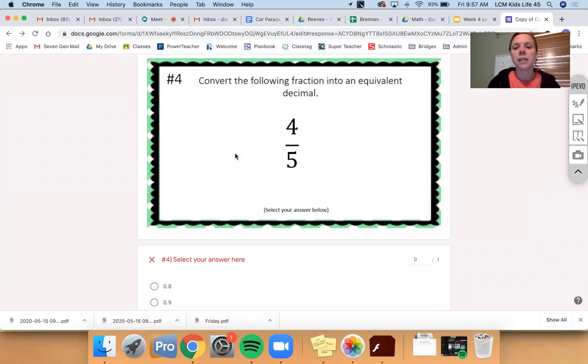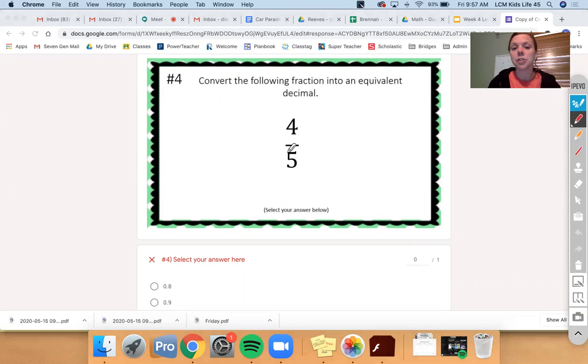If we want to put this into a decimal, we have to have our bottom, our denominator, over 10, 100, or 1,000. So I want to get that over 10. In order to get 5 to 10, what do I need to do? I'm doing times 2. And if I'm doing times 2 on the bottom, I also have to do times 2 on the top.